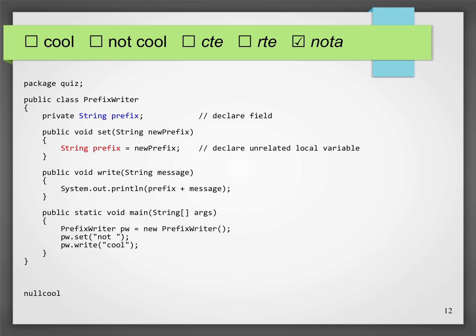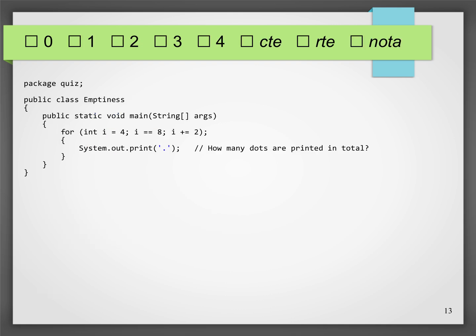Okay, so on to the next code snippet. Here we have a loop which goes through some even numbers, incrementing by 2 each time. And the question is, how many dots does this program print? I just run the main method once from top to bottom. So how many dots are printed?